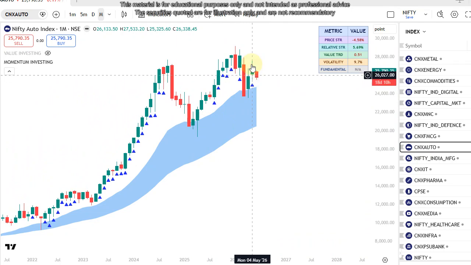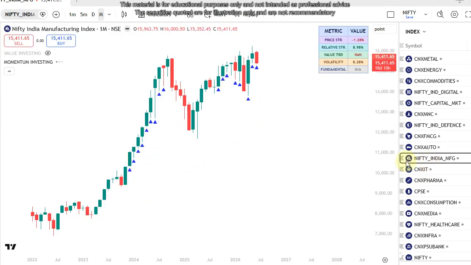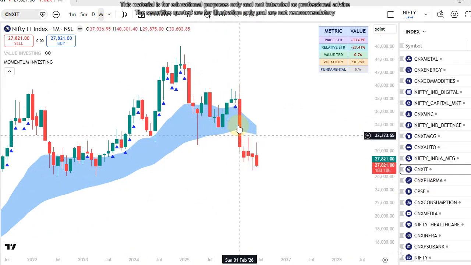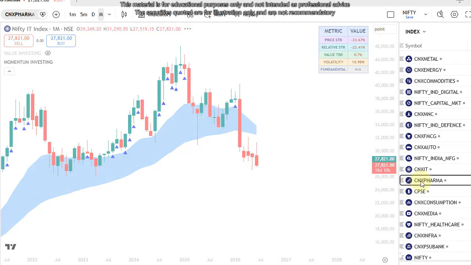Again it is gaining momentum. If this high breaks and rallies, there will be momentum in the auto sector. The manufacturing sector is also in momentum. IT sector, you can clearly see there is no momentum. This is the monthly time frame. In the previous 3, 5, 6 months, there is no clear momentum.